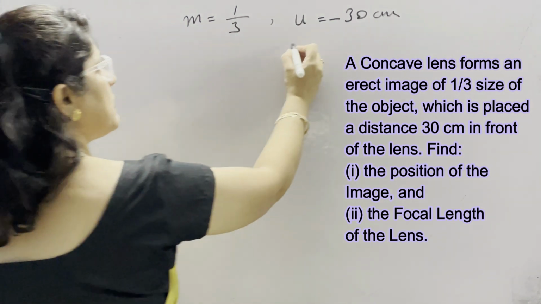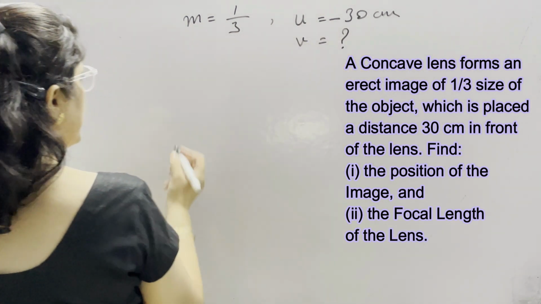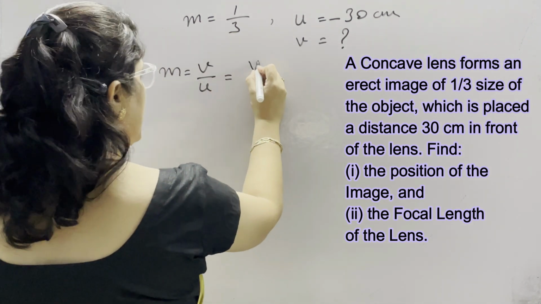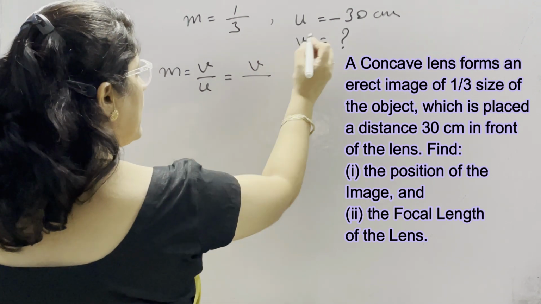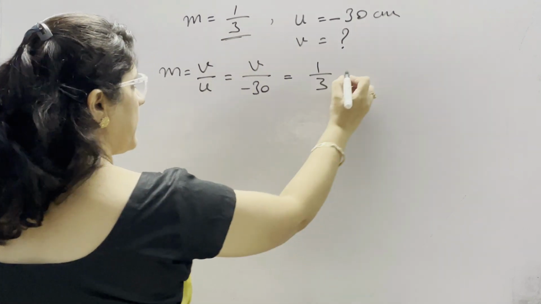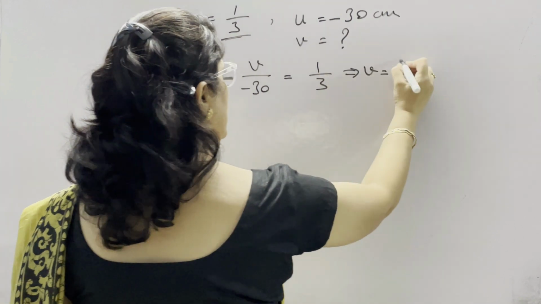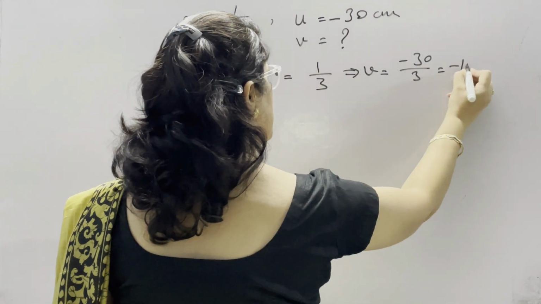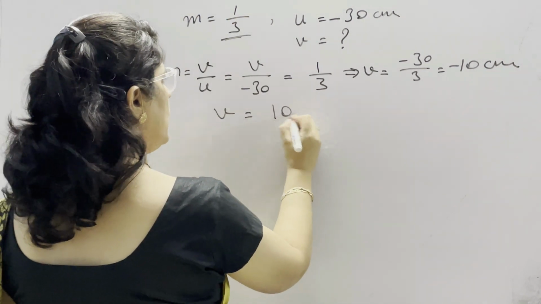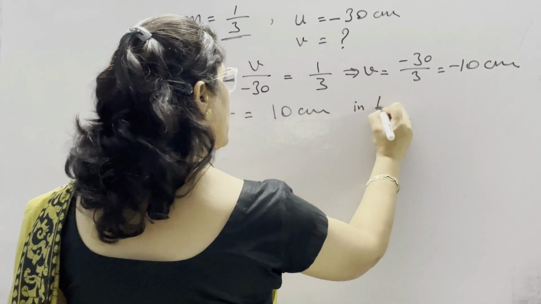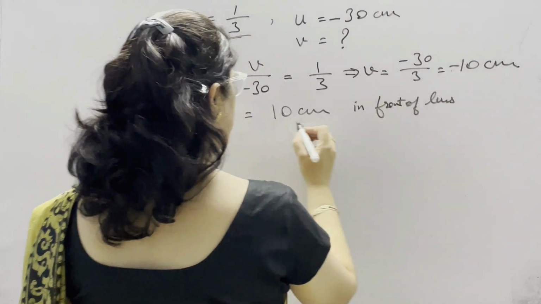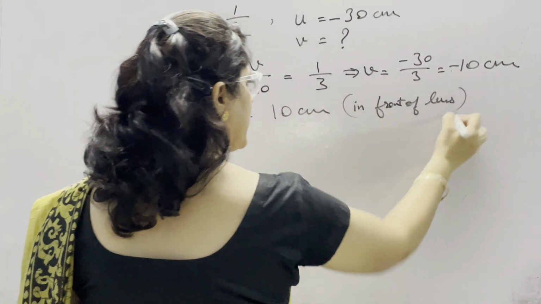Now for position of the image, it means we need to calculate the value of V. Now we know M is equal to V upon U. V we need to calculate and value of U is minus 30 and value of magnification is 1 upon 3. So V is equal to minus 30 upon 3, it means minus 10 centimeter. So the position of the image V is 10 centimeter in front of the lens. This minus sign indicates that the image is forming in front of the lens.